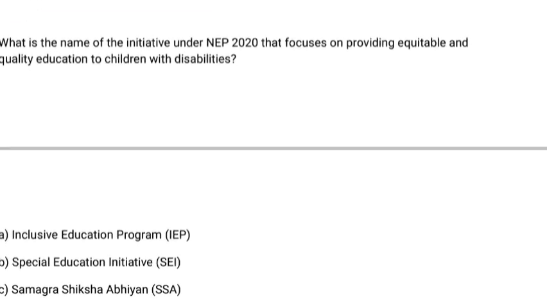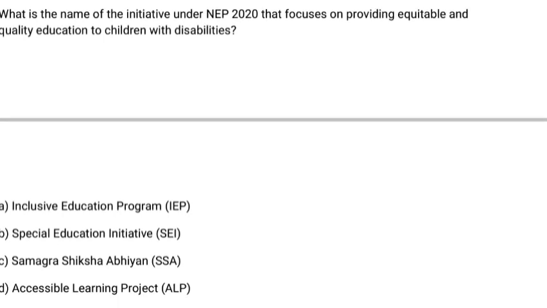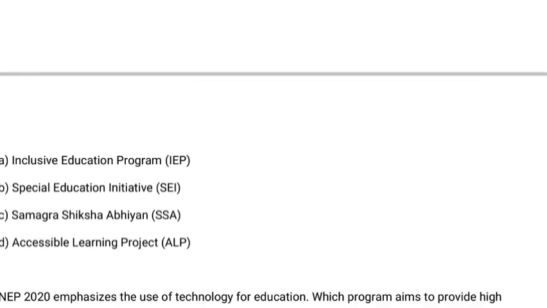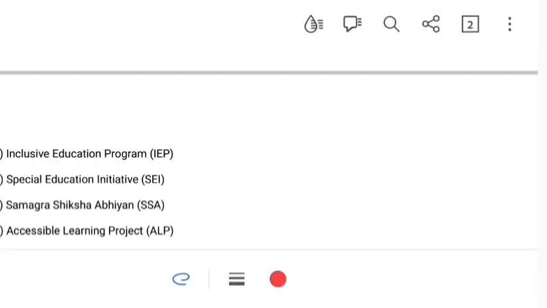Then what is the name of the initiative under NEP 2020 that focuses on providing equitable and quality education for children with disabilities? Inclusive Education Program, Special Education Initiative, Samagra Shiksha Abhiyan, and Accessible Learning Project: IEP, SEI, SSA, ALP. So it will be Special Education Initiative, SEI.